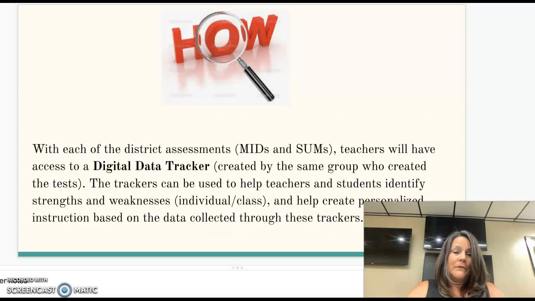The how. With each of the district assessments, mids, and sums, teachers will have access to digital data trackers created by the same group of people who wrote the test. The trackers can be used to help teachers and students identify strengths and weaknesses and help create personalized instruction based on the data collected through these trackers.